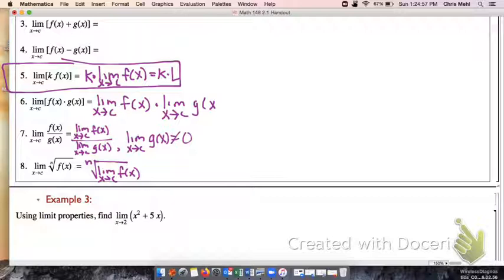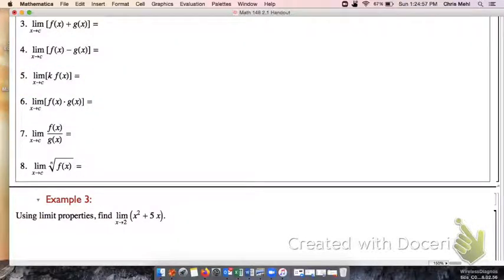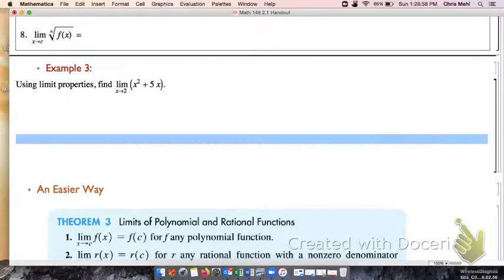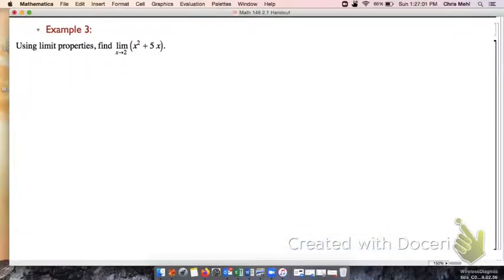So let me show you how to use them, but I'm not really as picky about this all the time. So for instance, if I'm going to look at example 3, if I was going to use the limit properties here, say I want to do the limit as x approaches 2 of x squared plus 5x. Now, you're going to have to look up top to see which limit laws I'm applying.